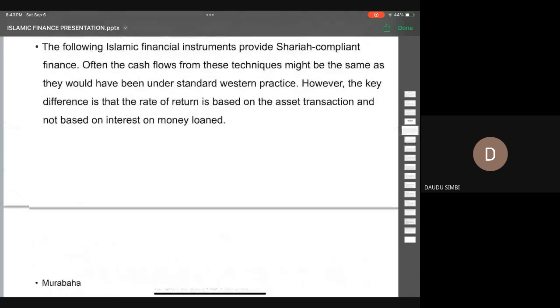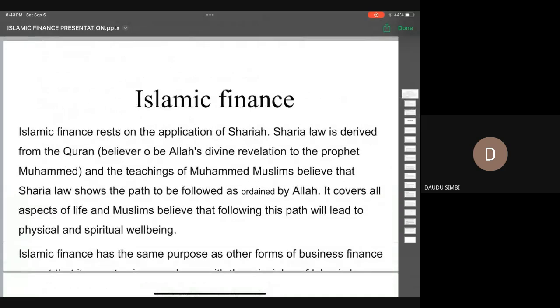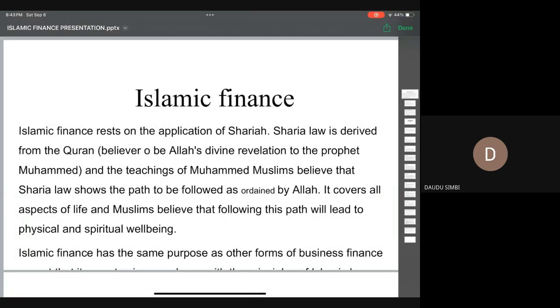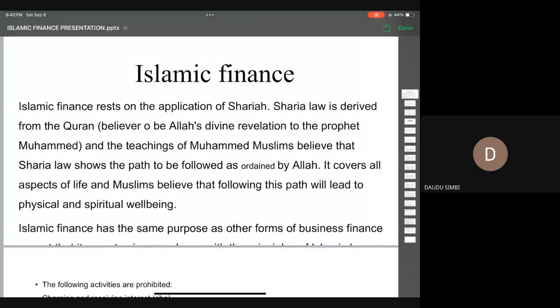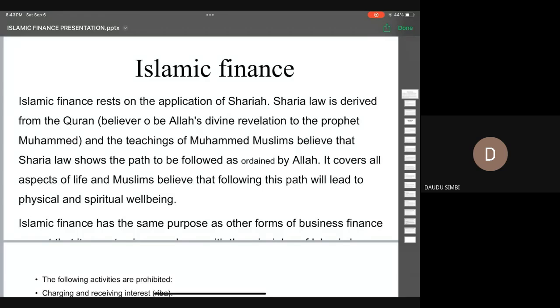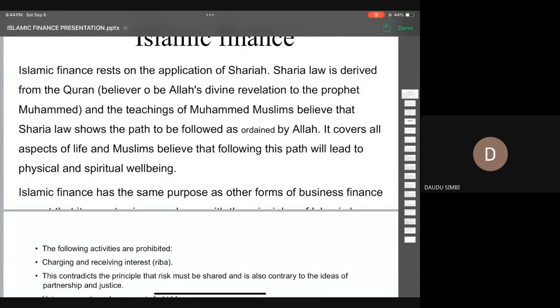So I will start with the term Islamic finance. For my slide here, it says Islamic finance is based on the application of Sharia. Sharia law is derived from the Quran and the teachings of Muhammad. Muslims believe that Sharia law shows the path to be followed as ordained by Allah. It covers all aspects of life, and Muslims believe that following this path will lead to physical and spiritual well-being.